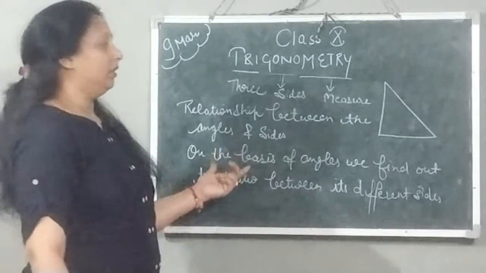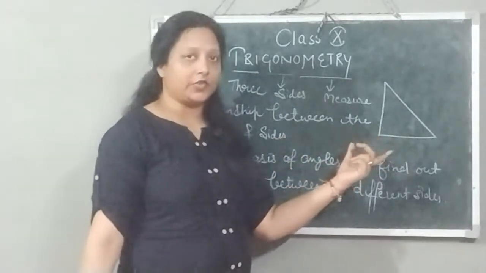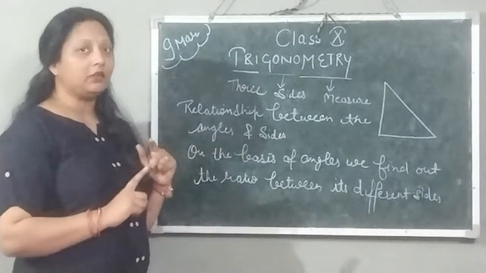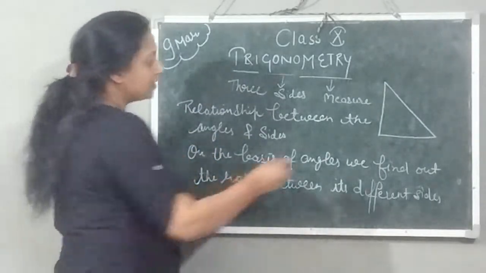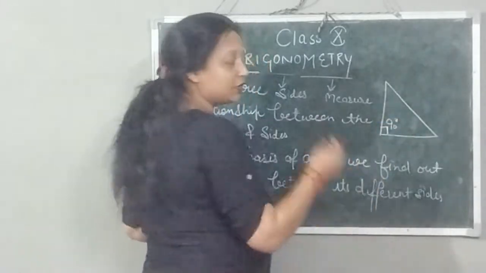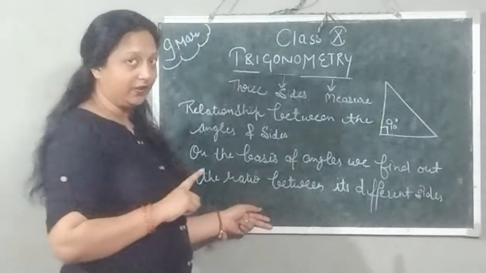Now in the triangle, it should be right angle triangle. What is the right angle triangle? In the right angle triangle, one angle should be of 90 degree. So if this angle is of 90 degrees, it is called the right angle triangle.